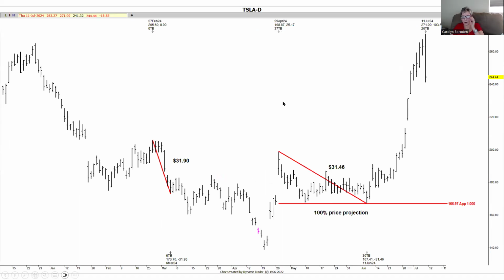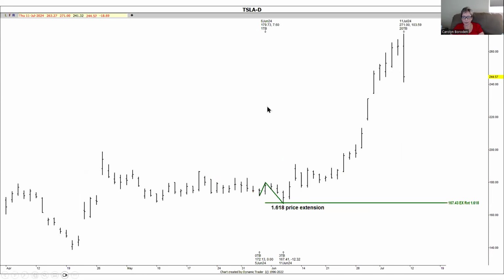On this next chart, it's still Tesla. I took another prior high to low swing and compared it to this swing. So that was a swing of $31.90. This ended up being similar, not equal, but similar at 31.46, and it came in at 166.97. So now we have 2 levels in that same general area off of the same chart.